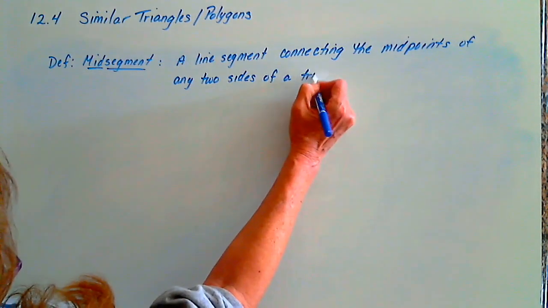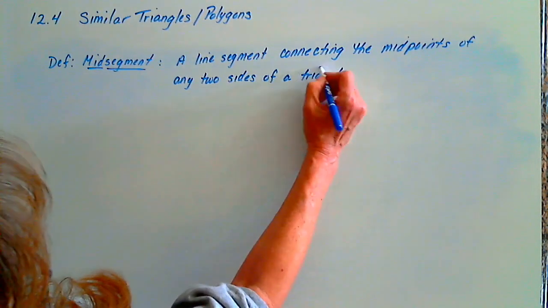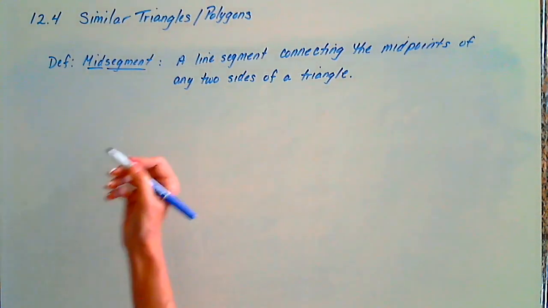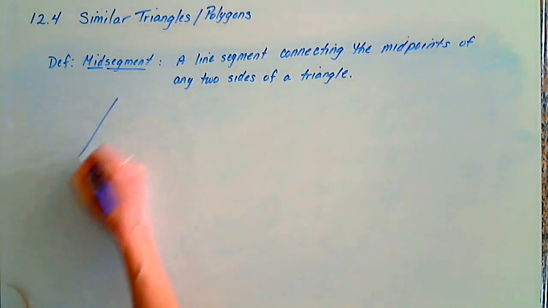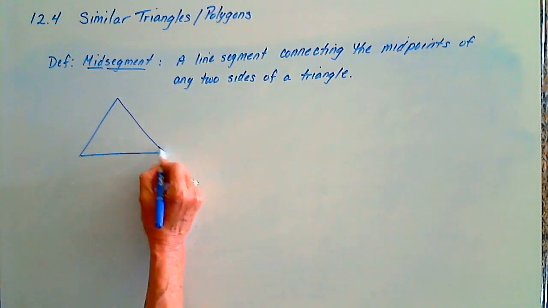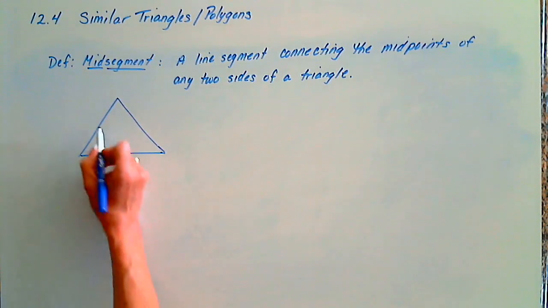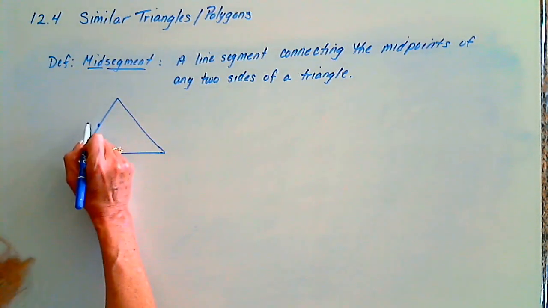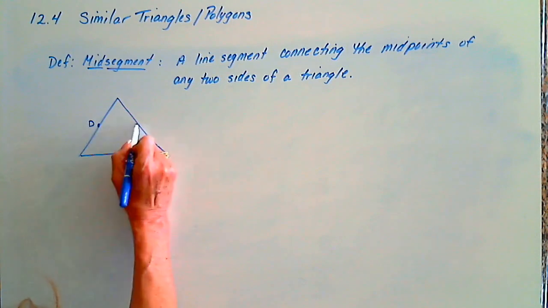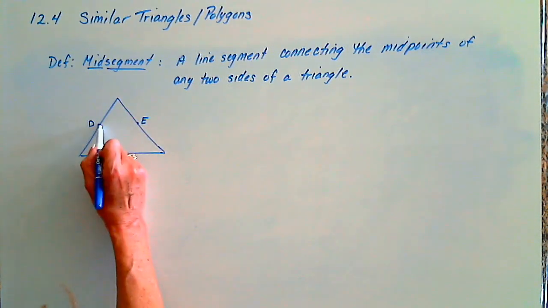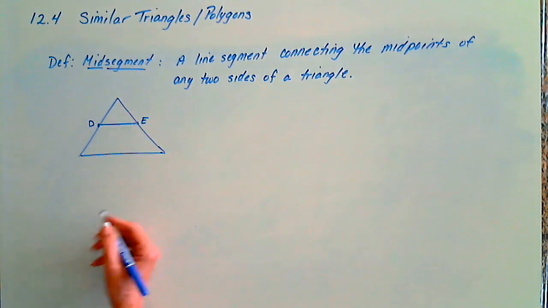And again, we can find these midpoints by constructing a perpendicular bisector and noticing that point of intersection and call that the midpoint. Okay, so what does that look like? Well, the midsegment would look something like this. It doesn't have to be an equilateral triangle, it's just a triangle. If point D and point E are midpoints, then this segment DE is a midsegment.